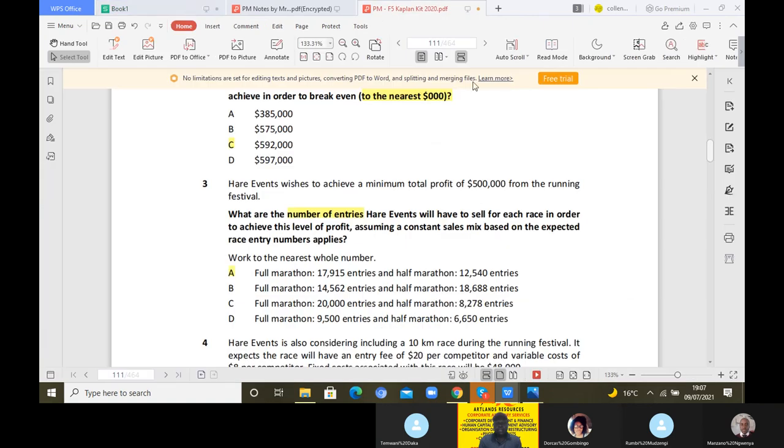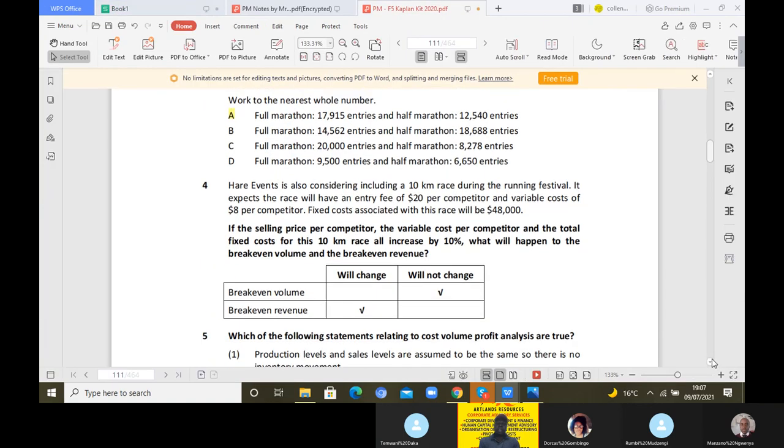Now, continue. All right. Now, here events is also considering introducing a 10-kilometer race during the running festival. It expects the race will have an entry fee of $20 per competitor, variable cost of $8 per competitor, and fixed costs associated with this race of 48,000. Now, they are saying if the selling price per competitor, the variable cost per competitor, and the total fixed cost for this 10-kilometer race all increase by 10%, what will happen to the break-even volume and break-even revenue? So this one, the answers are already marked. Break-even revenue will change, but break-even volume will not.